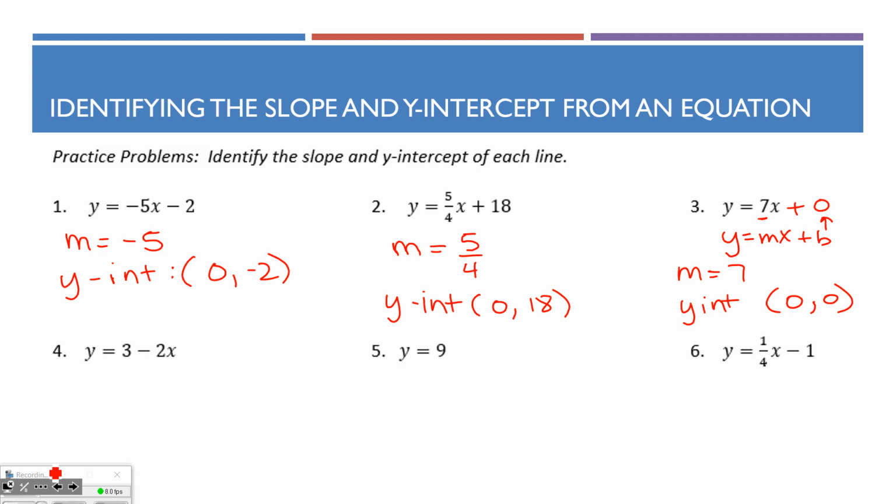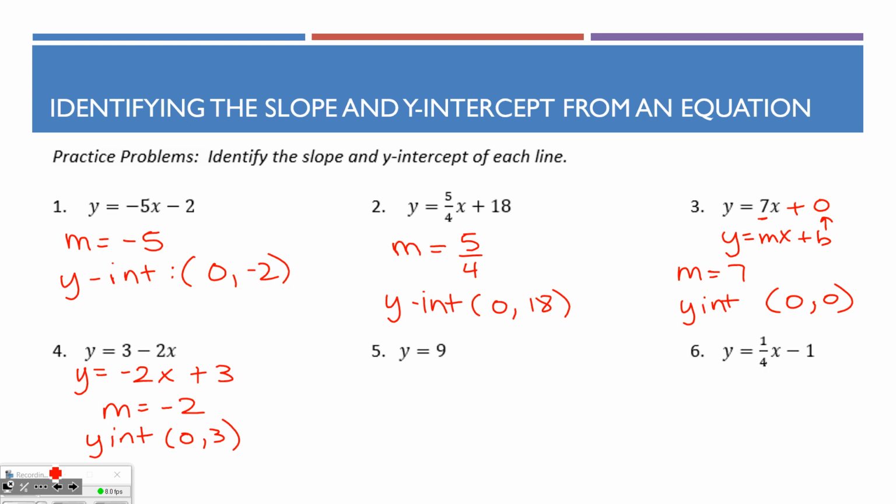All right, number 4 is kind of like the one that we had done previously. This is not quite in slope-intercept form, so I may want to just reorder this and put the x term first. Notice the coefficient of the x is negative 2, and then the 3, the constant, was positive. So that tells me my slope is negative 2, my y-intercept is (0, 3).